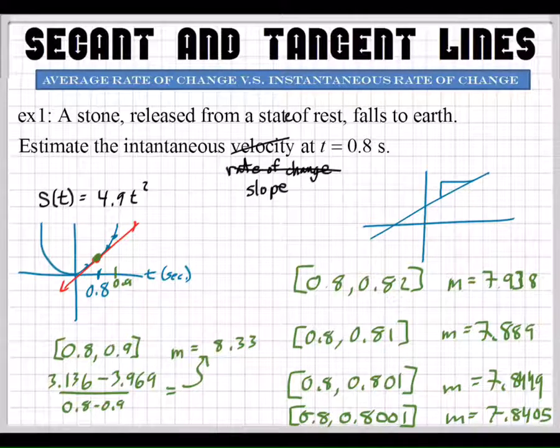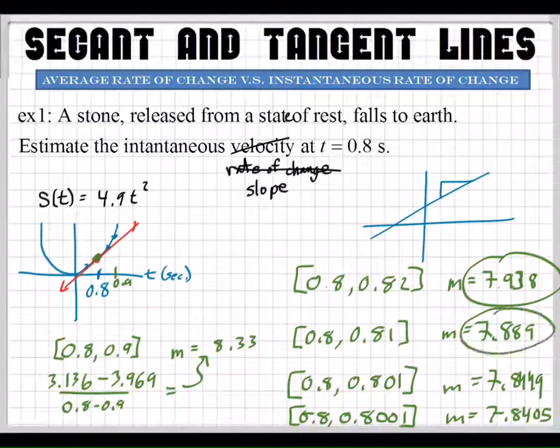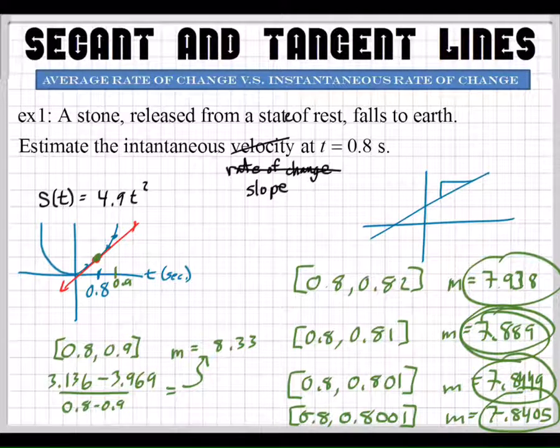So when I estimate the instantaneous rate of change, it would be 7.841, because I can see there's a bigger jump between these two than between this one and this one, and an even smaller change to this last one. So I'm just going to take that last one and round it to the nearest thousandth. So I'm going to say that my instantaneous rate of change, or I should say instantaneous velocity, is 7.841.